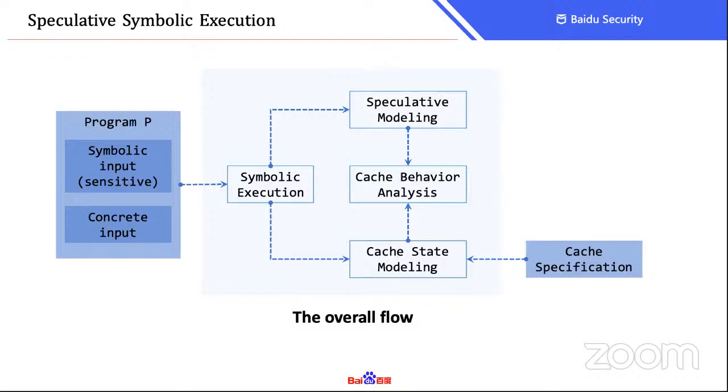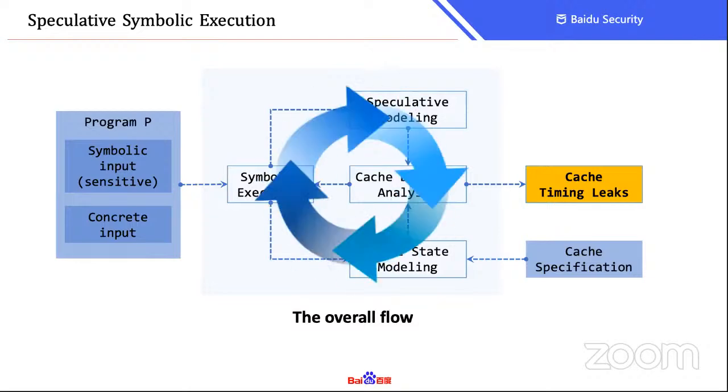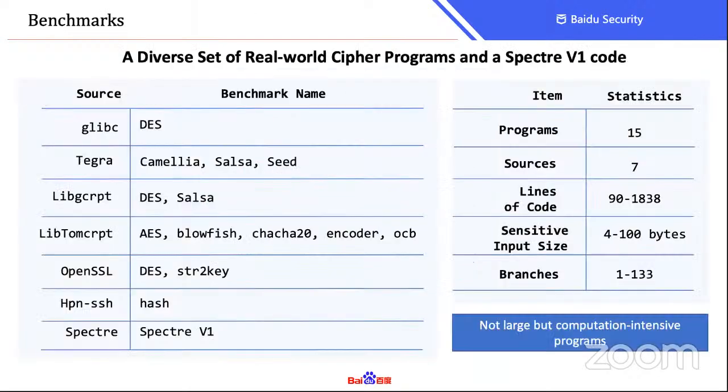So if the cache timing leaks really exist, we output them. Otherwise, we continue symbolic execution until all program states are explored. We conducted experiments on a set of real-world CIFO programs and a Spectre V1 code.